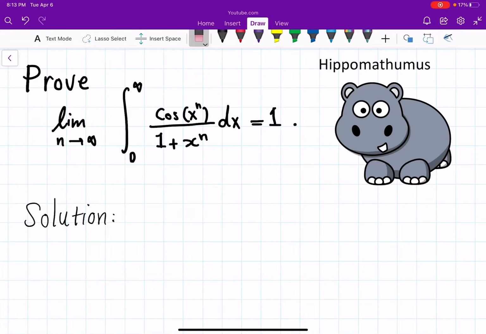Hello everyone, today we have some improper integrals and we are interested in the limit case. So this fraction is integrated from 0 to infinity and it depends on n, and we want to take the limit as n goes to infinity. So I begin the solution by making some observations about the nature of this fraction.